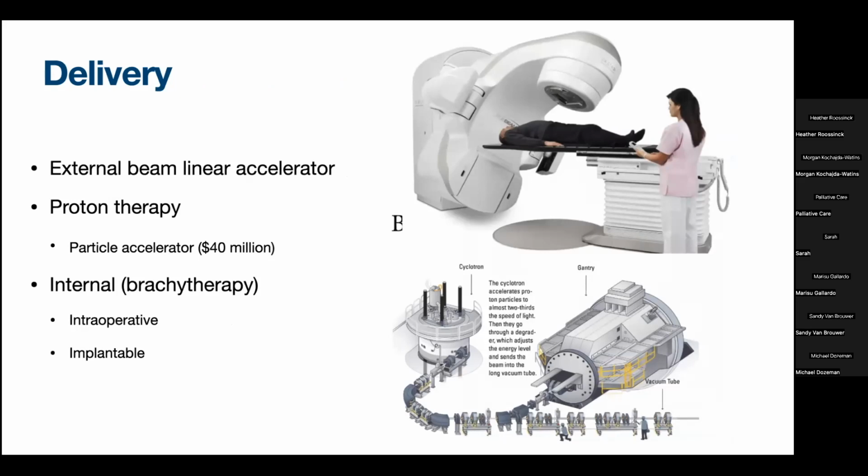And this is what that looks like on the top. So it has a rotating axis to be able to get several different axes of delivered energy into the tumor, hopefully attempting to spare some of the normal tissue.